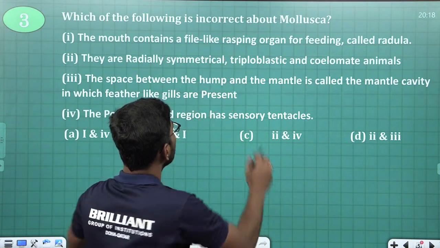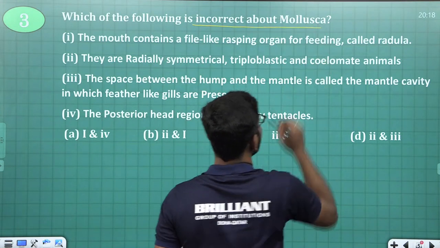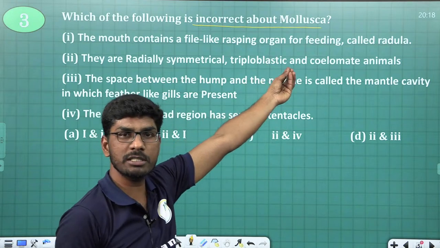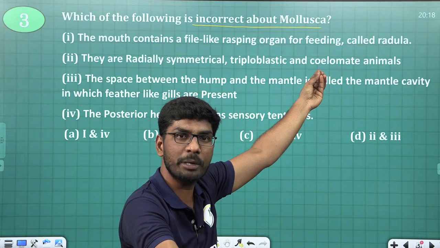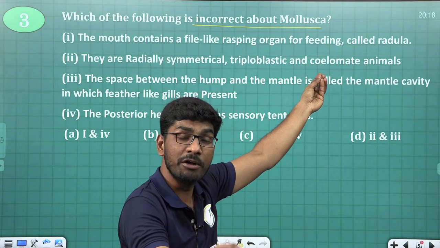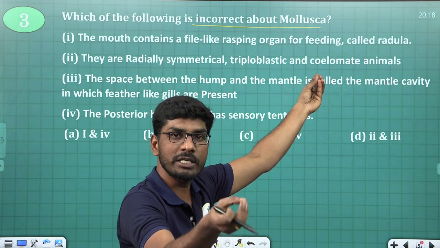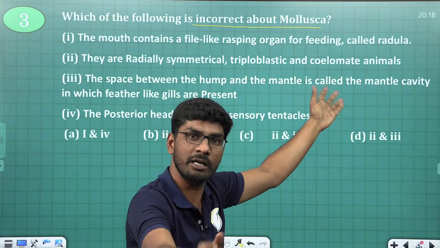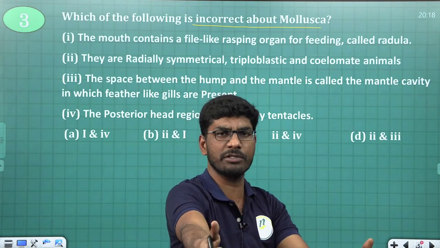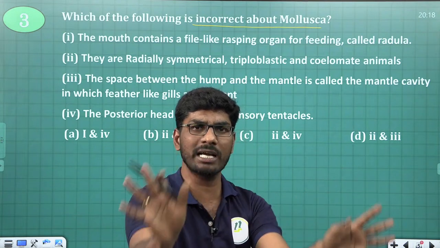Following incorrect about the mollusca. Say something about the mollusca. Soft body, second largest phylum, body divided into head part, foot part and also visceral hump part, feathery gills are there, excretion and osmoregulation, radula in the mouth, unsegmented body. Yes, so these are the primary characteristic features. Fatafat, we should know. These are all the characteristic features.